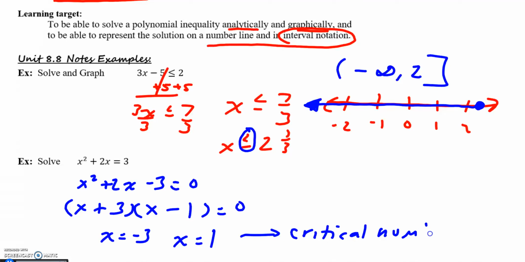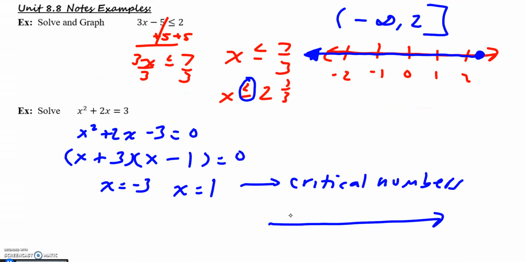Critical numbers. And if I wanted to graph those critical numbers on a number line, I could come over here to -3 and put a closed dot because it's included, and I could go to 1 and put a closed dot. You can graph any equation you want on a number line, not just inequalities. And this is going to transition perfectly to the next example.